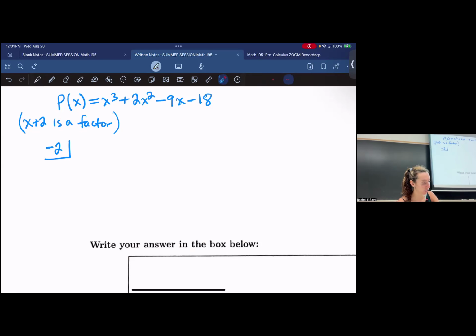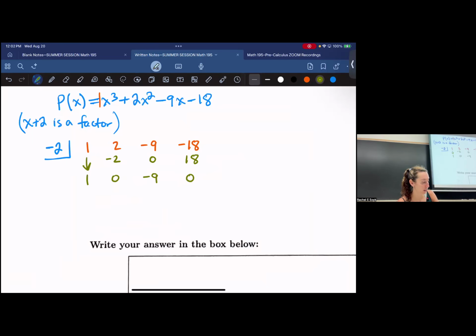And then let's look at the leading coefficients for each one. Do we need a placeholder here? No, because we have our cubed, squared, linear, constant. So our coefficients are 1, 2, -9, -18. And now let's carry out our synthetic division. Bring down the 1. -2 times 1 is -2. Take the sum, you get 0. -2 times 0 is 0. Take the sum, -9. -2 times -9, +18. Take the sum, remainder 0.